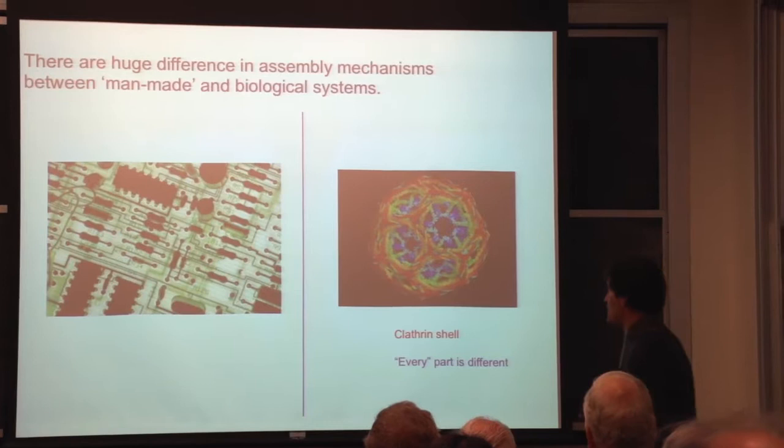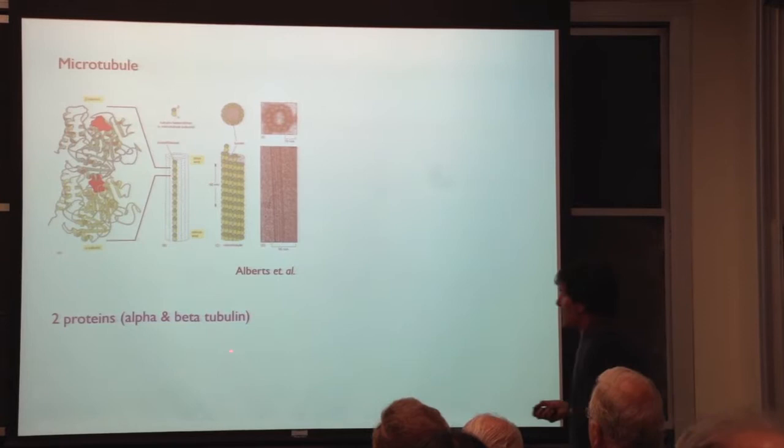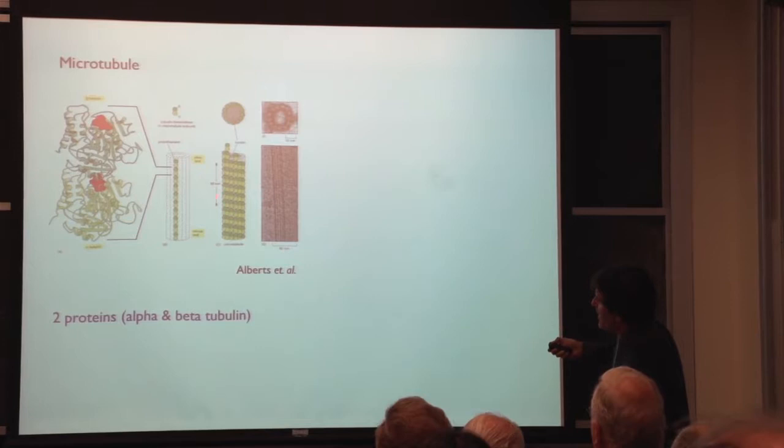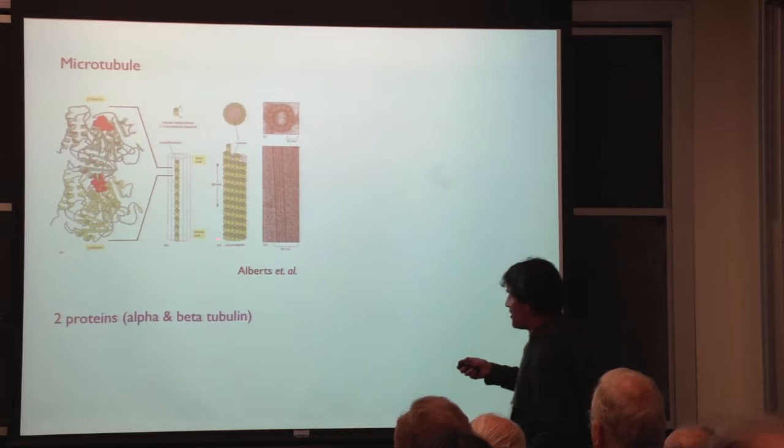Biology is replete with examples. I'm just going to flash through a couple of things that self-assemble. This is a picture of a microtubule, which is a long tube, which basically has 13 filaments around, and the tube is made out of two proteins, alpha and beta tubulin, which dimerize. They stick to each other, and they form long chains, and through some process, they make this tube.